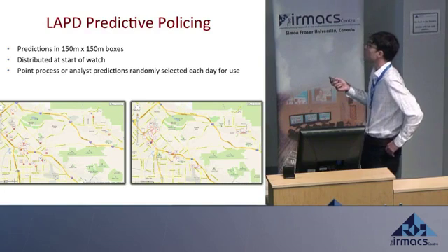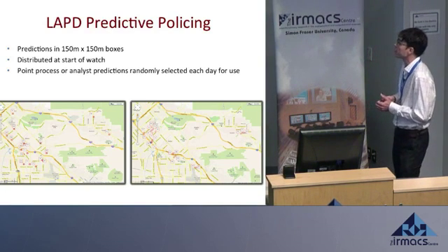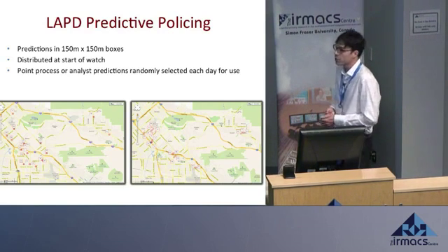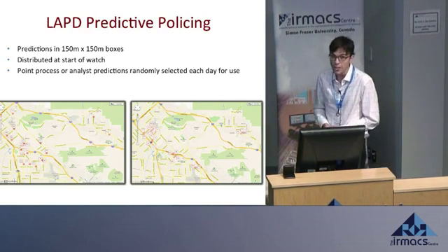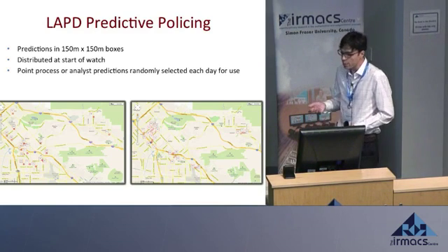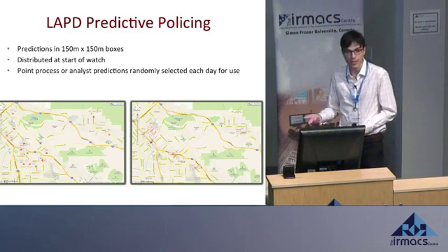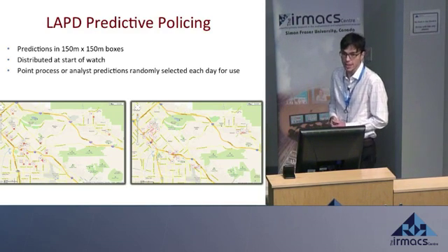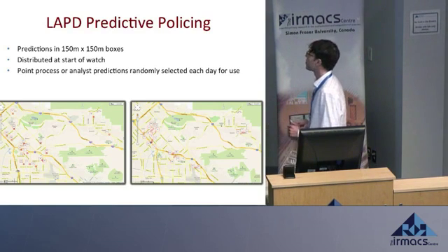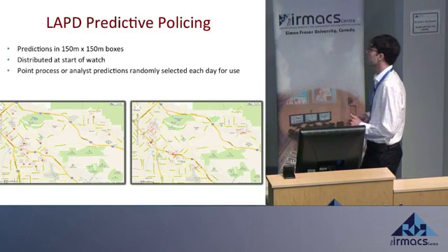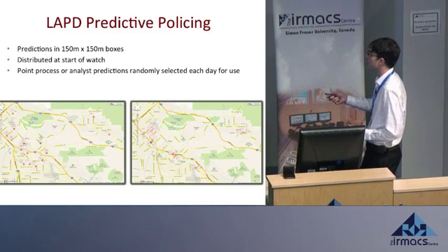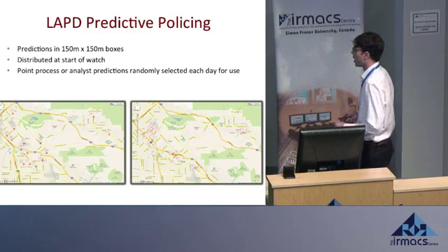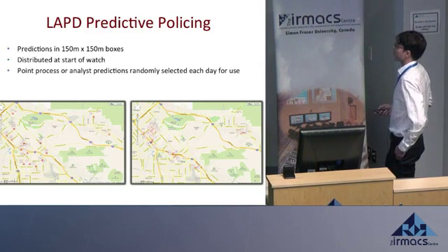In LA, what we're doing is creating 20 prediction boxes each day in the Foothill Division of Los Angeles, and we distribute these maps to the officers before their watch. Each day we flip a coin, and either we give the officers the point process generated maps, or we give them the maps that the crime analyst at LAPD generates. So the idea is you can't really do a randomized controlled trial in space because these hotspots are jumping around every day, but you randomize in time.